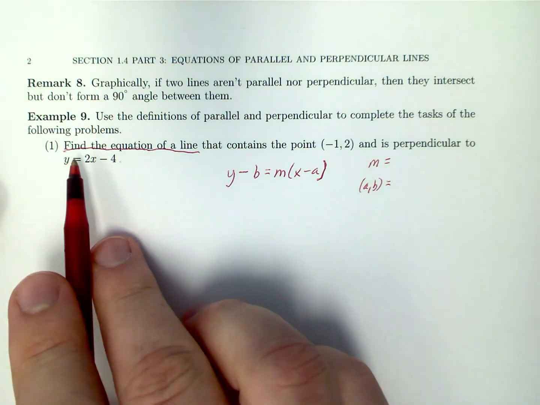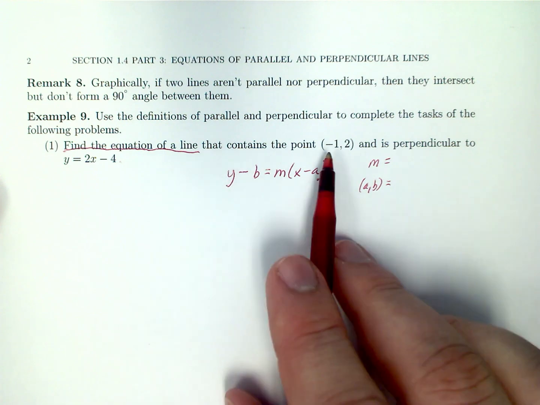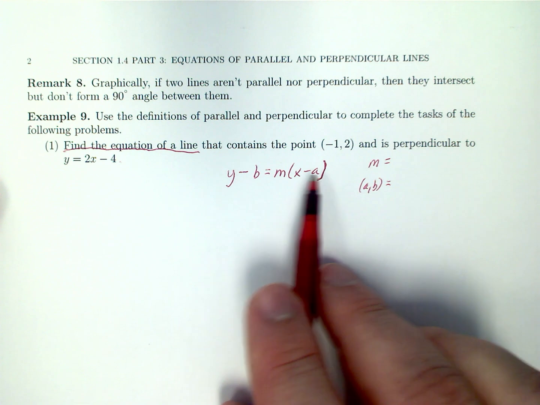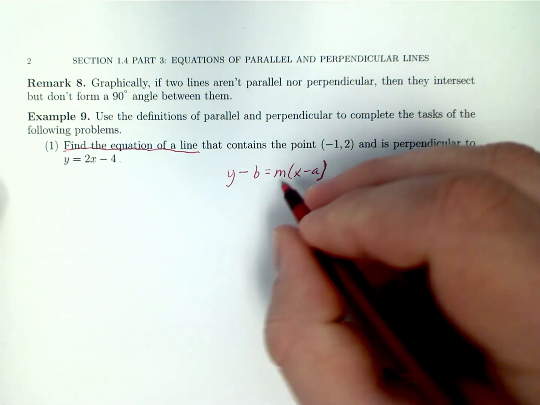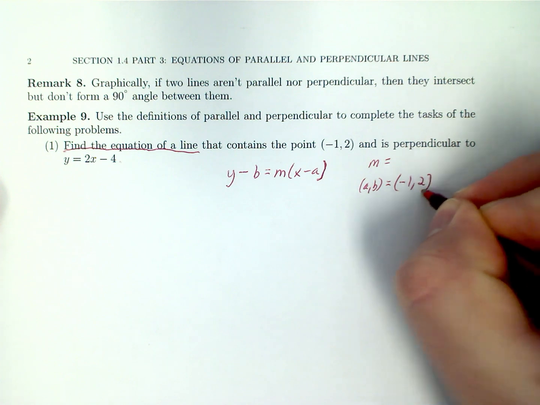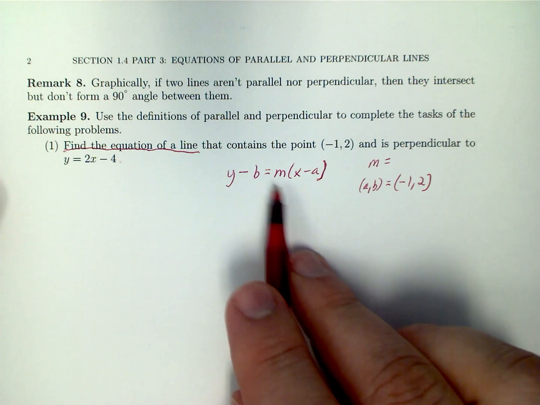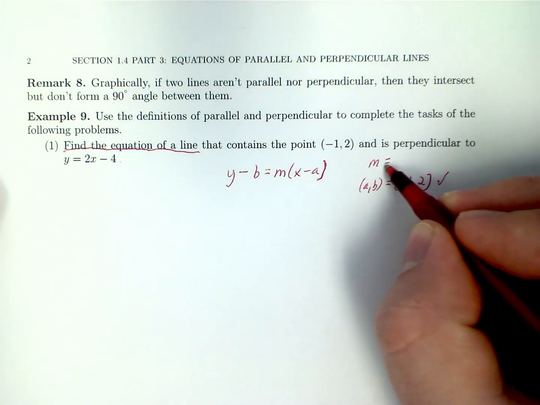Well, so we're trying to find an equation of a line that contains the point negative 1, 2. Oh, well, that's our point for this equation of a line. Because that's what we're trying to find, so we're trying to fill this out. We have this part, so we're good there. We need to find then the slope.